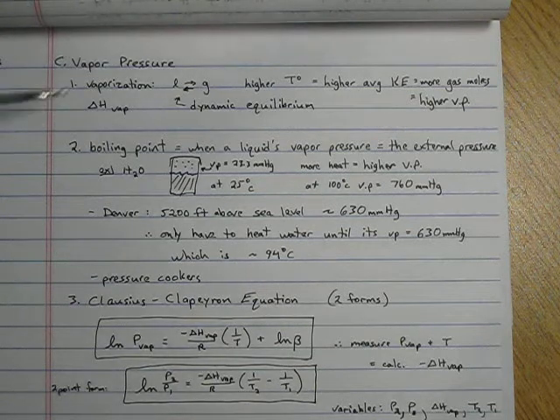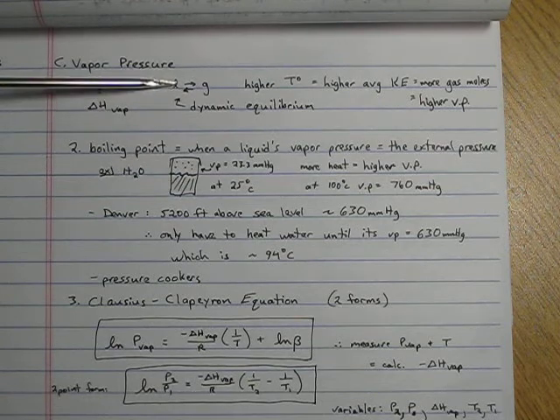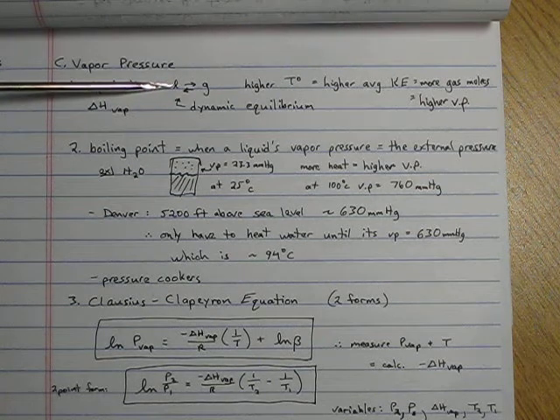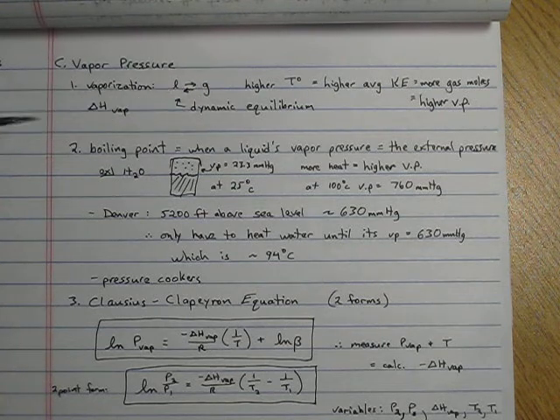And there's always a dynamic equilibrium between the liquid and the gas. If you're at equilibrium, liquid is always vaporizing to form the gas, but at the same rate, the gas is condensing back down to form the liquid.